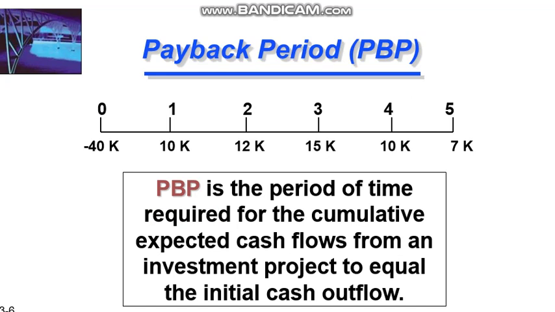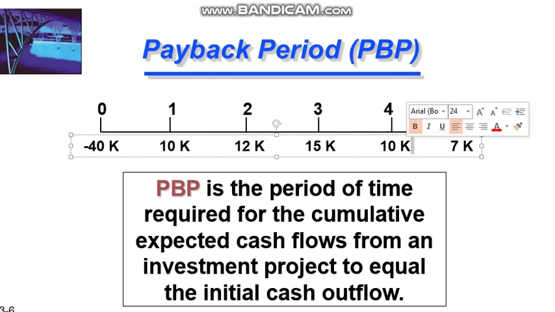Now look at the pictorial explanation. At time zero we have 40,000 cash outflow, which we denote with the minus sign, and at period 1 we have an inflow of 10,000. There is no negative sign there, so it means inflow. Then in the following periods, 12k, 15k, 10k and 7k, right?